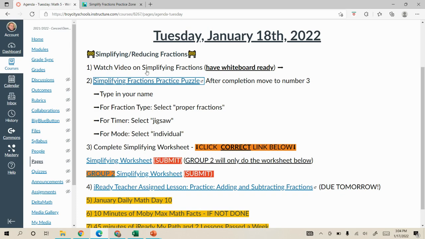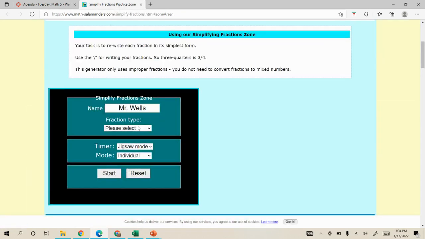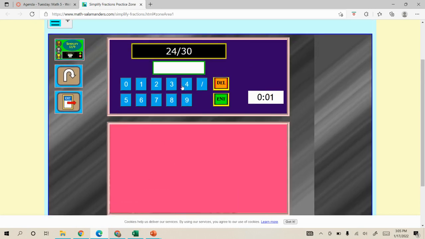So what that's going to look like for you is you're going to click on the link. I've already typed in my name. I'm going to click on proper fractions, jigsaw mode, individual, and it's going to start. Now, they give me these fractions, and my job is to simplify them. I know the greatest that goes into both 24 and 30 is 6. So 24 divided by 6 is going to be 4, and 30 divided by 6 is going to be 5. I'm going to enter that, and once I get it correct, it gives me a piece of a puzzle.